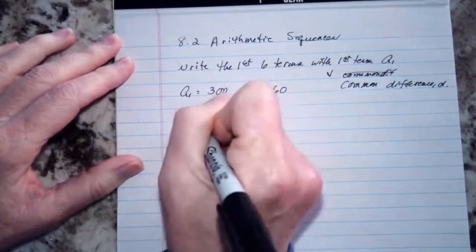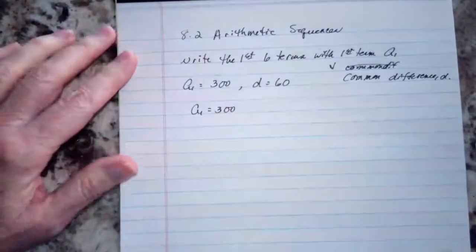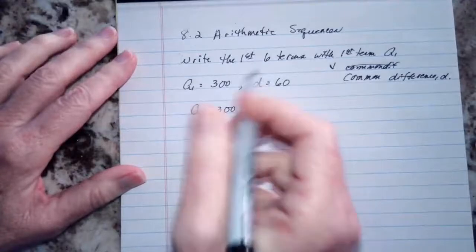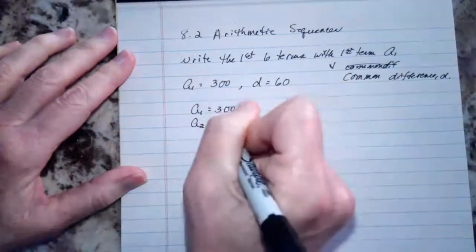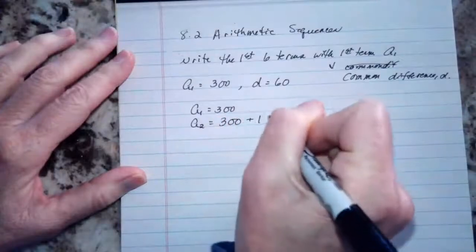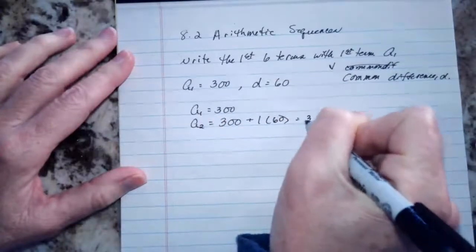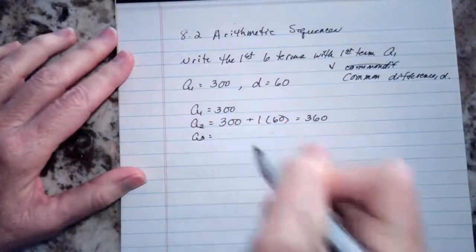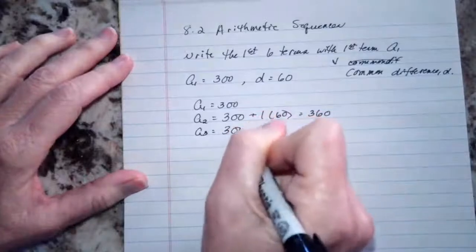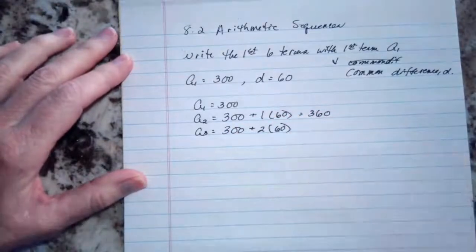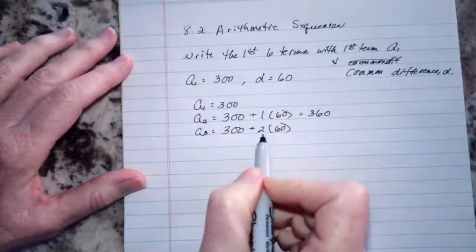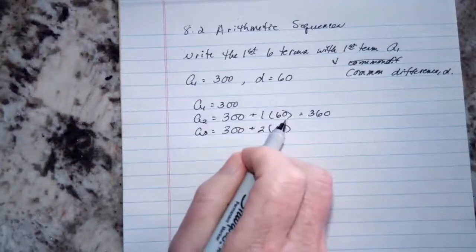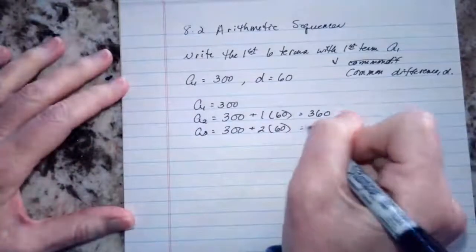So this is the first term. We've got a sub 1 equals 300. And then what we're going to do to every subsequent one is add an additional 60. So a sub 2 will be 300 plus 1 times 60, which will give us 360. A sub 3 will be 300 plus 2 times 60. So this is 120. 300 plus 120 will give us 420.